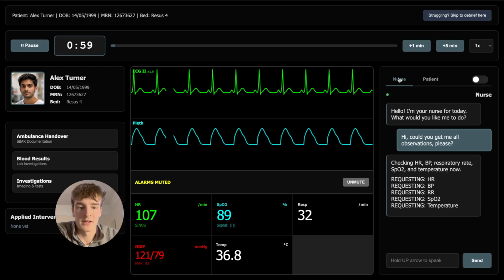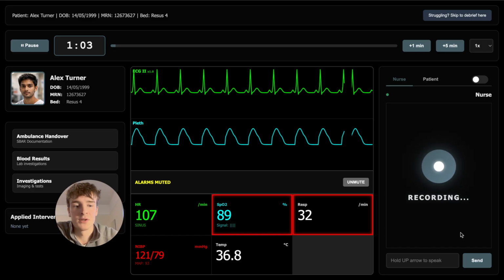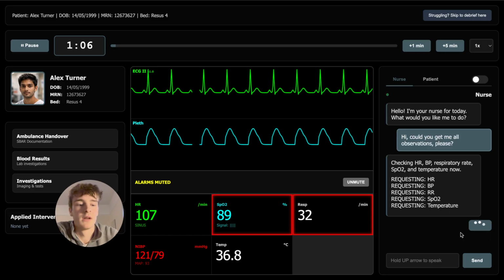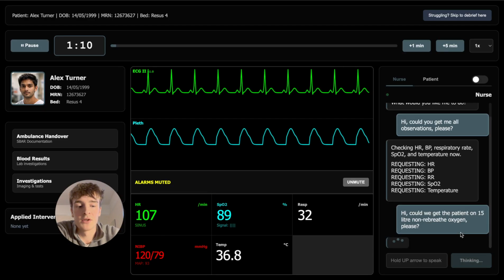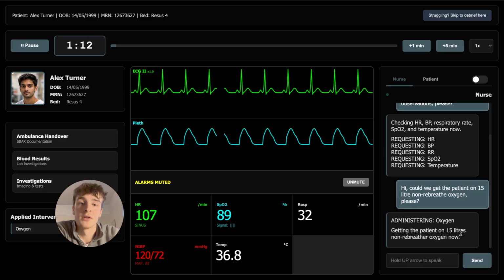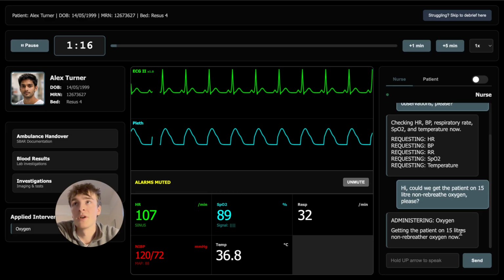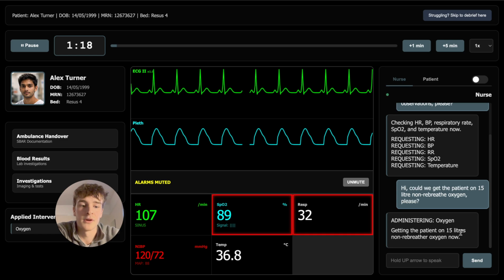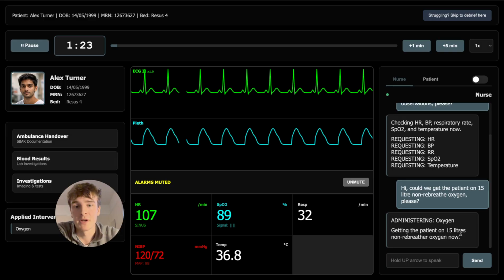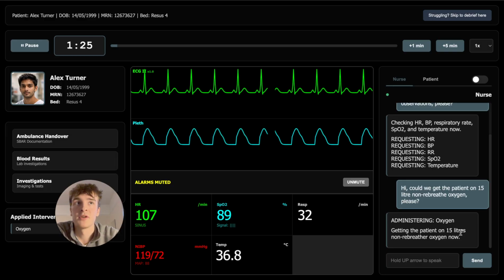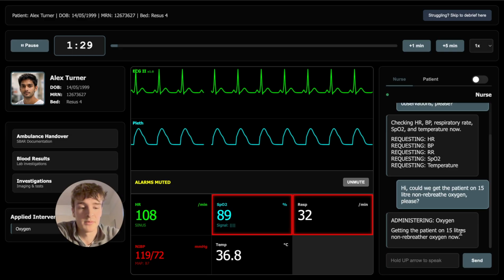Right now our priority is getting them on some oxygen. Hi, could we get the patient on 15 litre non-rebreather oxygen, please? Something that's really good is that you don't have to ask for, say, a 15 litre non-rebreather mask. You could just ask for oxygen. So if you are a first or second year student, that's ideal. If you're in your later years, then of course you want to be more clinically accurate. And this is broken down in the debrief again, so we can set different objectives for different year groups. You can see in the bottom left, the intervention has been applied.